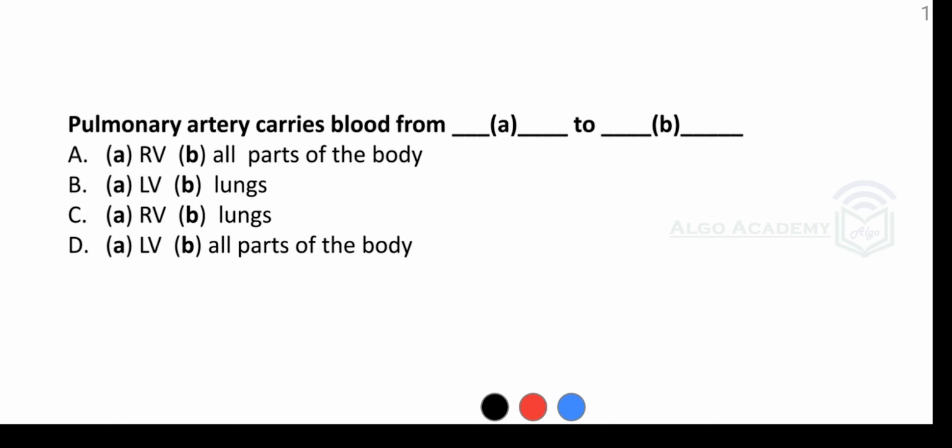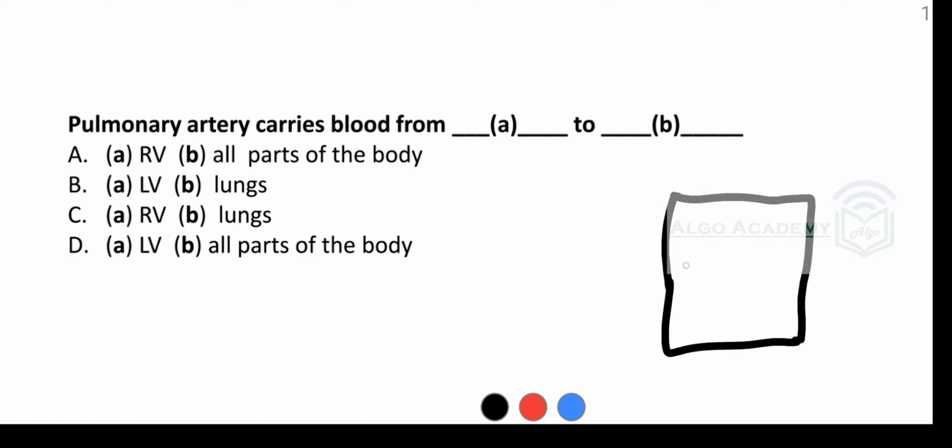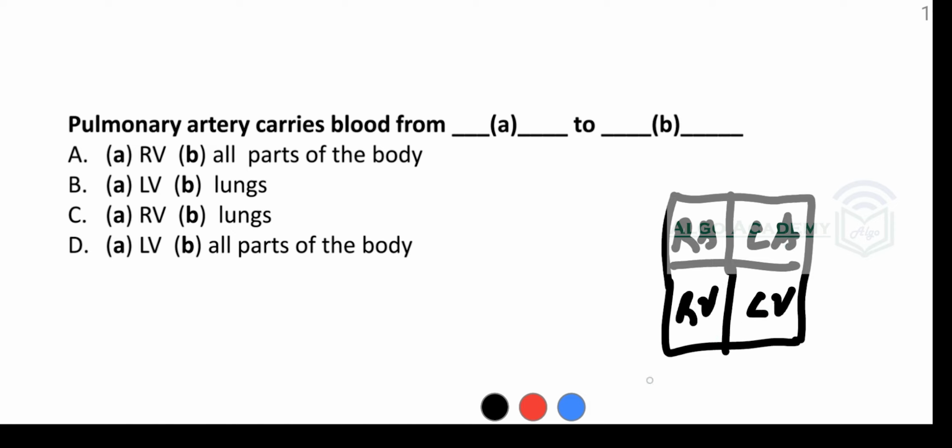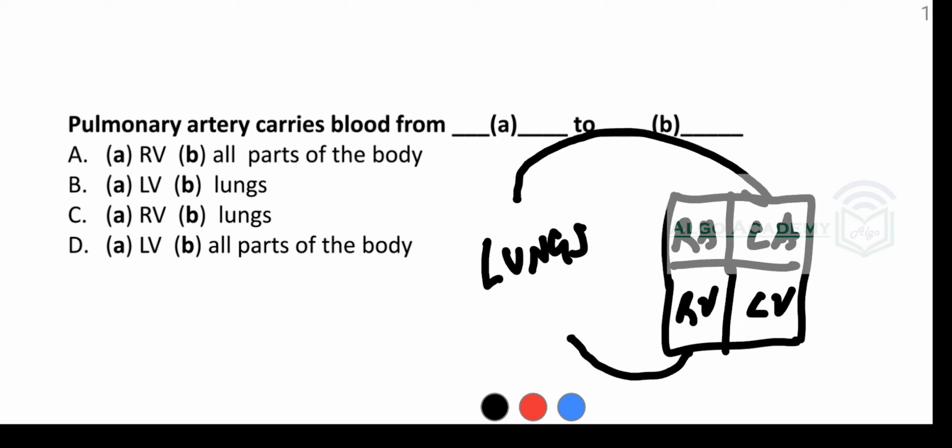The pulmonary artery carries blood from dash to dash. So we will draw the diagram of the heart. This is the right atrium, this is the left atrium, this is the right ventricle, this is the left ventricle. The pulmonary artery carries blood from the right ventricle to the lungs, and this is the pulmonary circulation to the left atrium. This is the pulmonary artery and this is the pulmonary vein. So the answer is right ventricle to the lungs, option C.